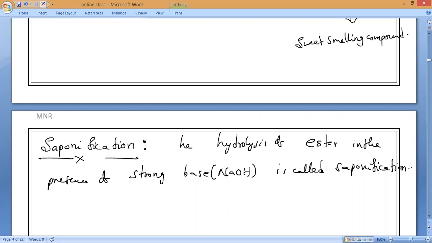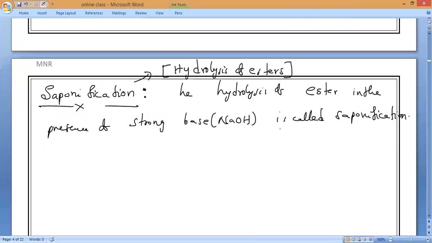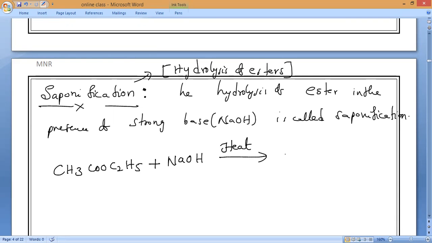So this is only called hydrolysis of esters. Please remember, hydrolysis of esters. Okay, everybody, write it. What will happen? CH3COOC2H5 reacting with sodium hydroxide. Hydrolysis means we have to provide heat. So tell me what will happen, products.